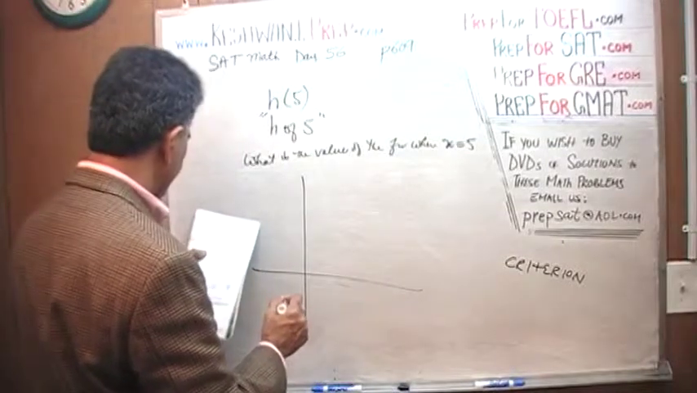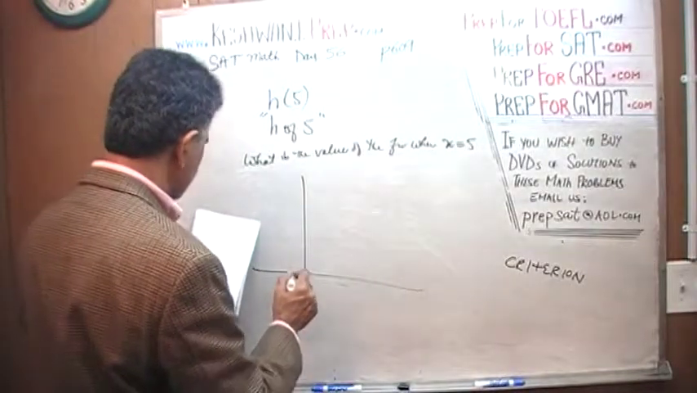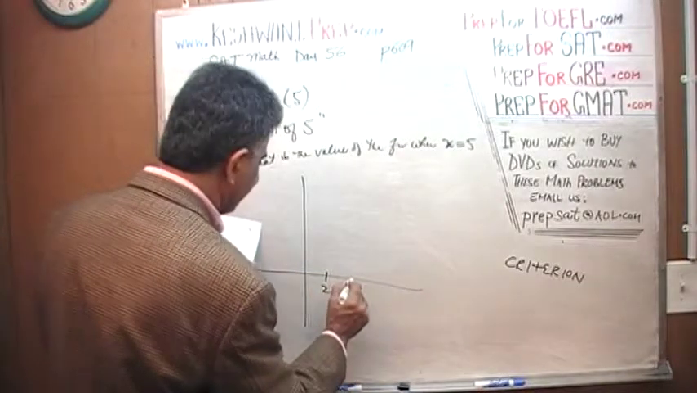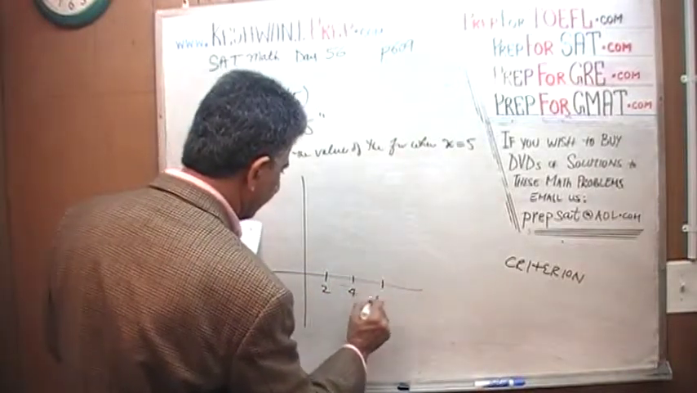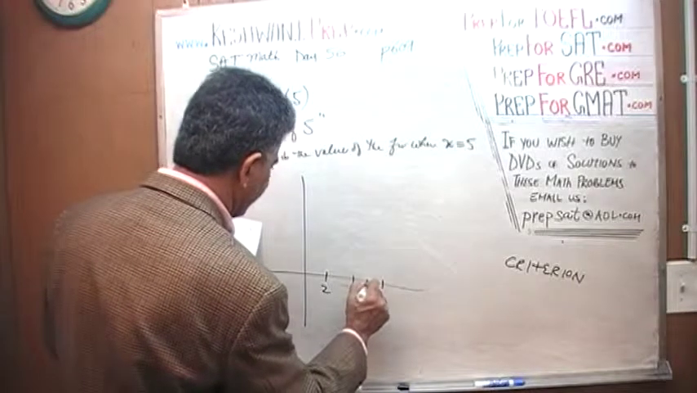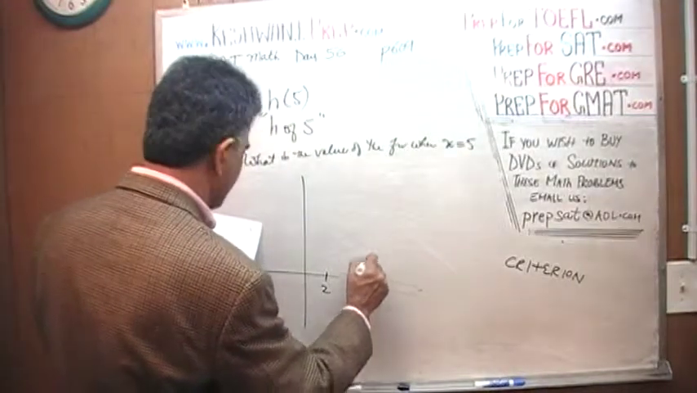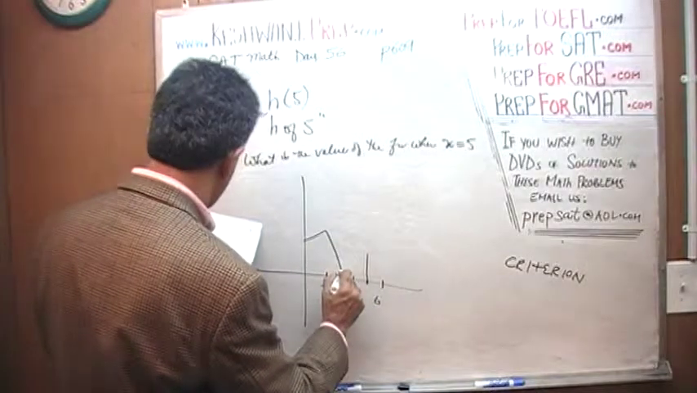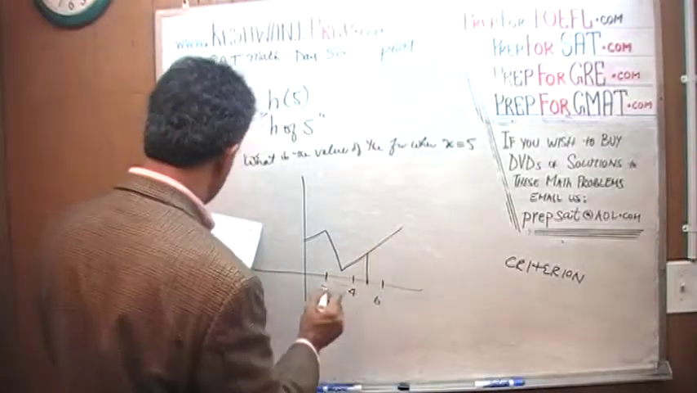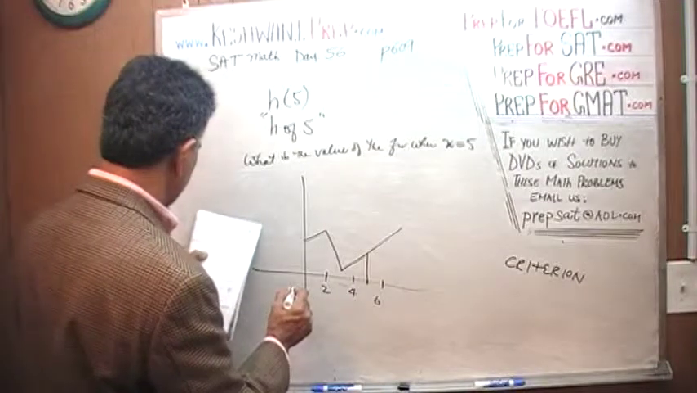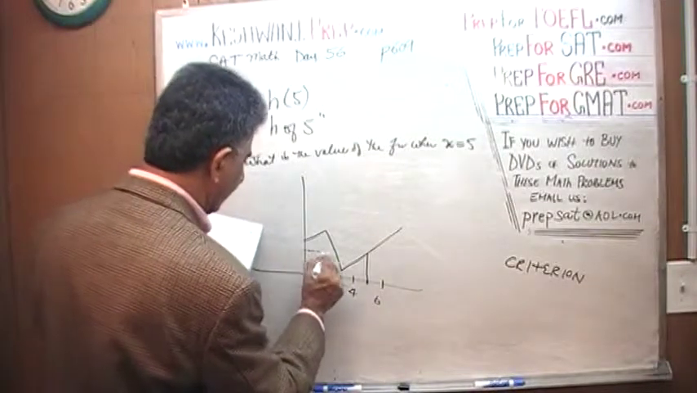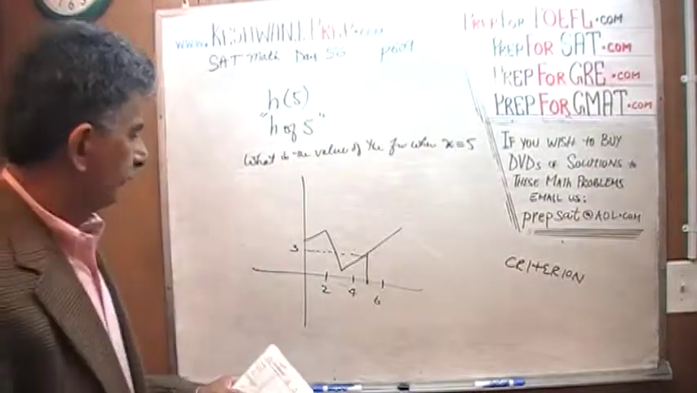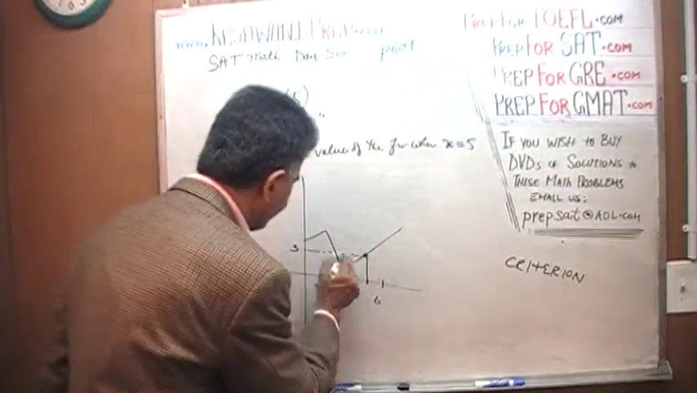At 5, okay. Well, here's your 2, here's our 4, here's our 6, and the 5 is going to be somewhere here. And if you go up the chart, it looks something like this. And if you look at the chart here, that comes out at 3. That comes out at 3.